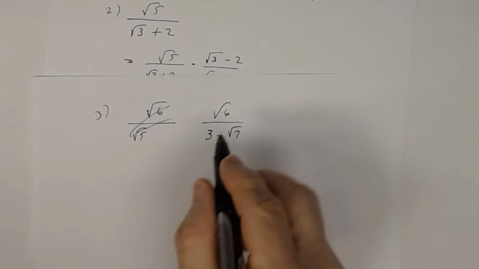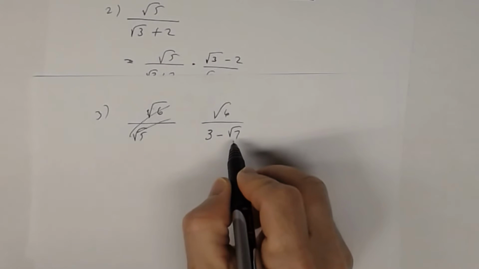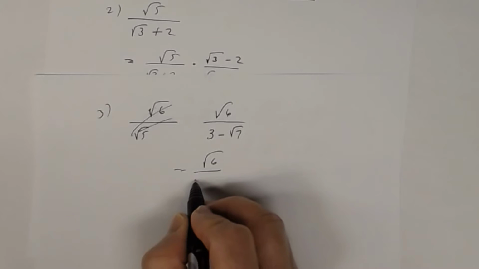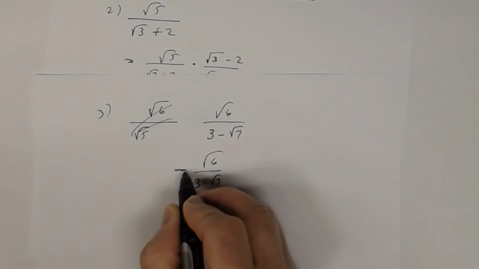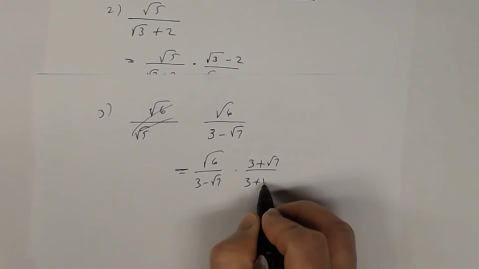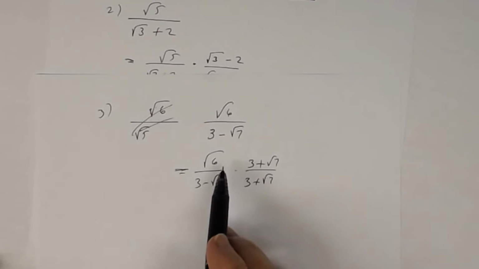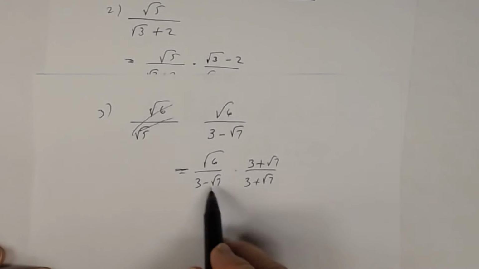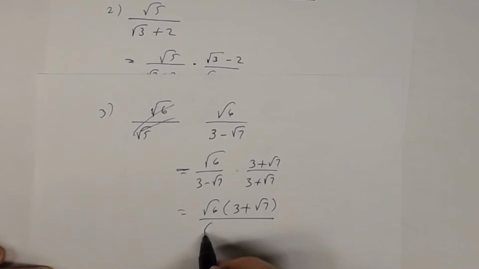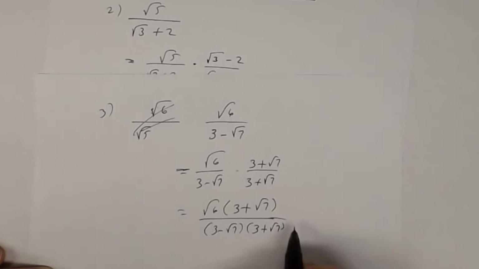Okay, so the conjugate of 3 minus the square root of 7 is 3 plus the square root of 7, right? So you can multiply both numerator and denominator by 3 plus the square root of 7, just like this. Rewriting this as one fraction, you're going to get the square root of 6 times 3 plus the square root of 7, divided by 3 minus the square root of 7 times 3 plus the square root of 7, right?